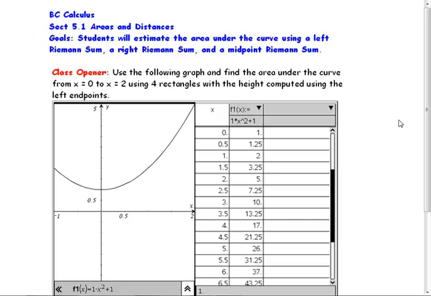Chapter 5 is about integrals, antiderivatives, and areas. Section 5.1 is about estimating the area under the curve using rectangles. That's all it is. It's called a Riemann sum. And on your calculator, it has two ends, just like this.